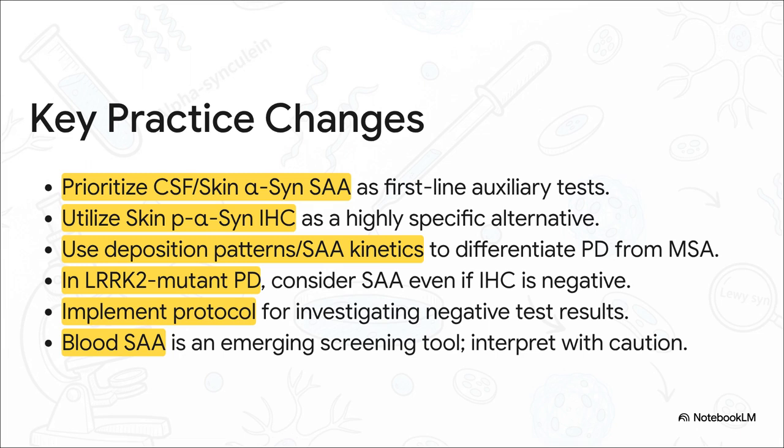3. Leverage both deposition patterns and SAA kinetics for that crucial PD versus MSA differential. 4. For your LRRK2 mutant cases, always remember SAA's superior sensitivity. 5. Systematically apply the negative result protocol every time. And 6. Use blood SAA judiciously as an emerging screening tool, but always interpret it within the full clinical context.